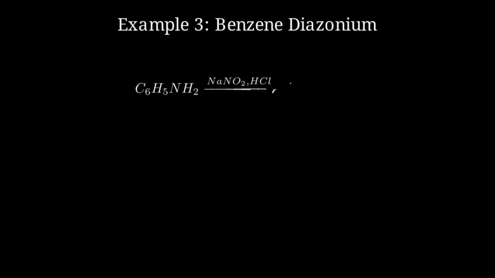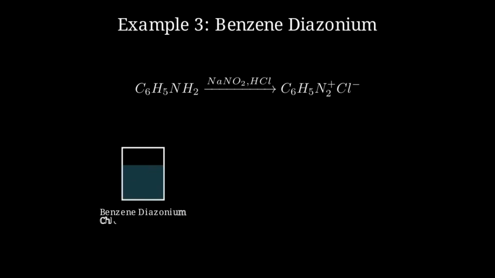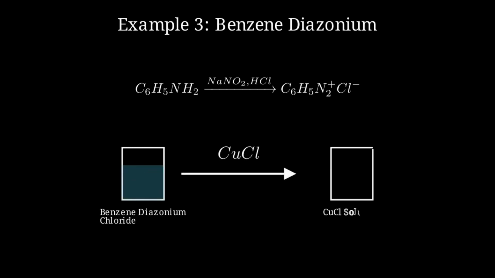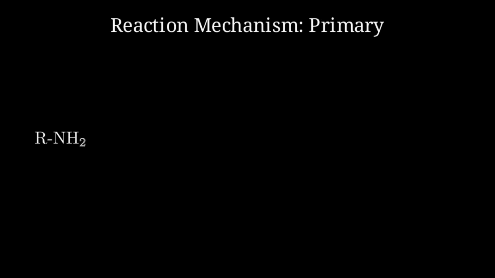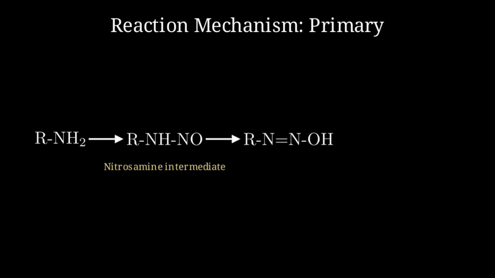The stability of aromatic diazonium salts allows them to be used as intermediates. By treating the stable salt with various reagents, such as cuprous chloride, we can synthesize a wide variety of substituted aromatic compounds like chlorobenzene. The mechanism for primary amines involves several steps: initial nitrosation of the nitrogen, followed by a proton shift and the loss of a water molecule to generate the characteristic triple-bonded diazonium cation.